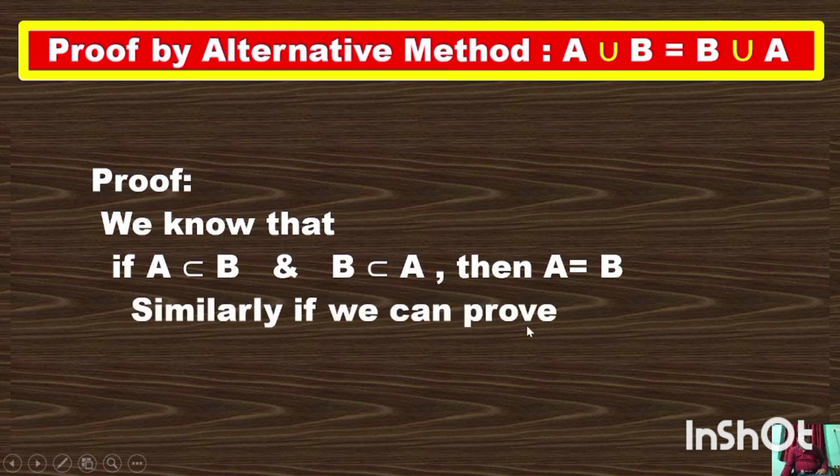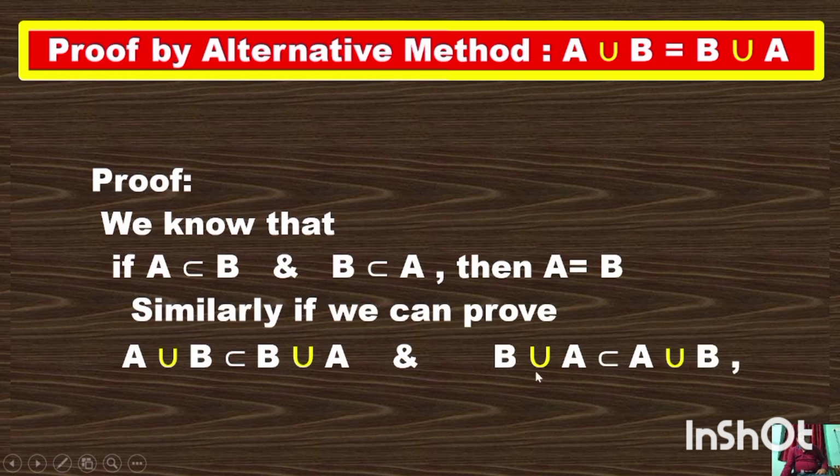Yes or no? So if you can prove that A union B is a subset of B union A and B union A is a subset of A union B, then you can prove that A union B is equal to B union A. Is it clear? Understand? So let's see A union B equal to B union A using the property method, the set builder method, by taking the element X. Okay, we have to prove it.